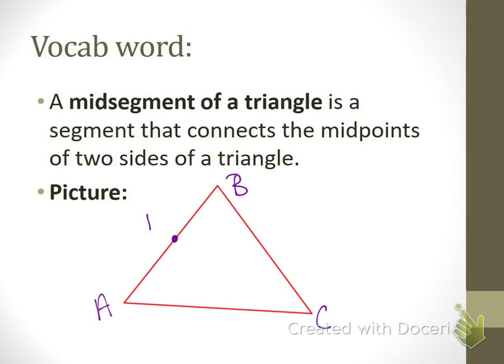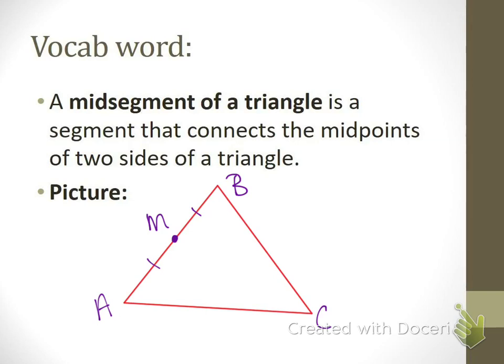So if I say this is point M, how could I mark my diagram so that I know that that's a midpoint? What could I put in my diagram that would tell me that's definitely a midpoint? Good. Put the little congruent tick marks. That tells me that M is definitely a midpoint of that side.